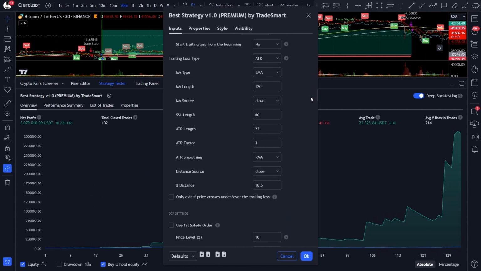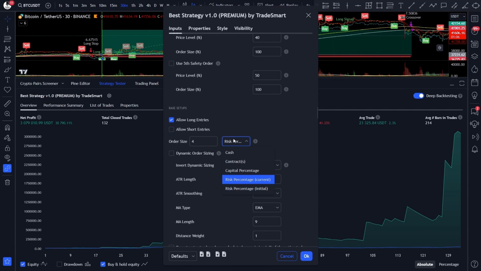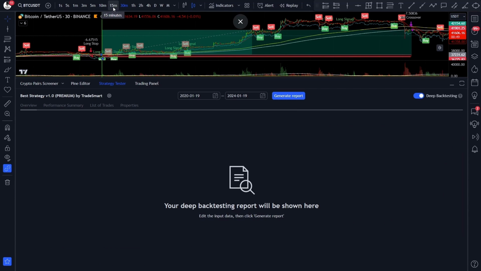But let's switch back to the normal position sizing. I just wanted to quickly show you that these results are achievable. Now let's see how this strategy performs on other time frames.